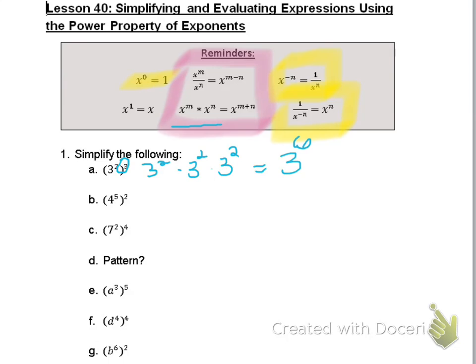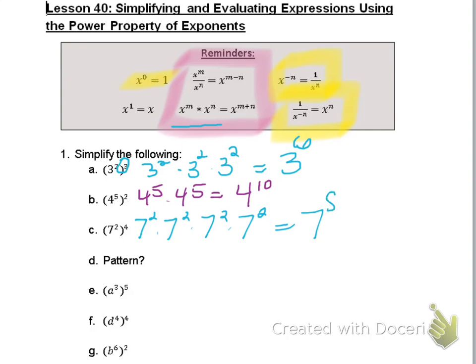Okay, the next example, we have 4 to the 5th power squared. So we have 4 to the 5th times 4 to the 5th, which again we're going to add 5 plus 5, which would be 4 to the 10th. And the next one, 7 squared to the 4th power. So 7 squared times 7 squared times 7 squared times 7 squared, 4 times. And we add the exponents, 2, 2, 2, and 2, which is 8.